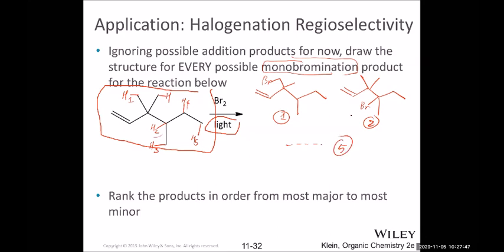Okay, so the next question, this is getting more interesting, more important. Which product is more important? We rank the products in order from most major to most minor. So basically we need to rank each product. This is based on the stability of the carbon free radicals. The other factor is, if stability is the same, then the more of such hydrogen available, just because of statistics, the probability should be higher.